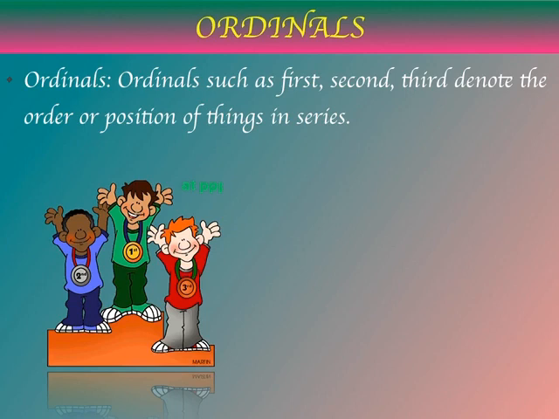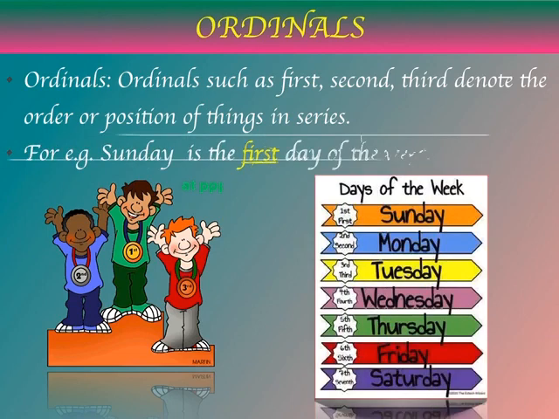Here in the image you can see three boys standing at different positions. The winner is standing on the first position, then another boy is standing at second position, and the third one is standing on the third position. So these show the position of these boys, and so they are called ordinals. Let's see one example. For example, Sunday is the first day of the week. So here day is the noun and the word first is showing the position of the day, so it is also describing the noun and it is said to be an ordinal.